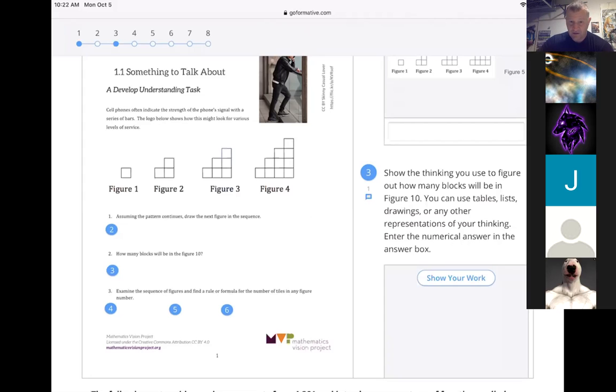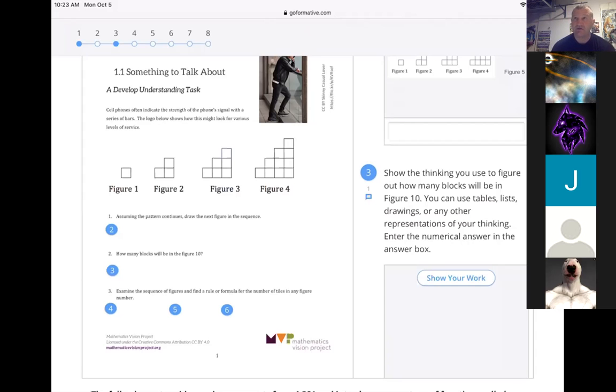All right. So the figure number is the last line of the blocks. So for figure 10, there'd be 10 blocks in the last line. So I kind of just added all the lines up and I got 55 that way. Oh, because it's going to go 10, 9, 8, 7, 6, 5, 4, 3, 2, 1. Oh, nice. I like that way. And you got 55 doing it that way, right? Yes, I did.